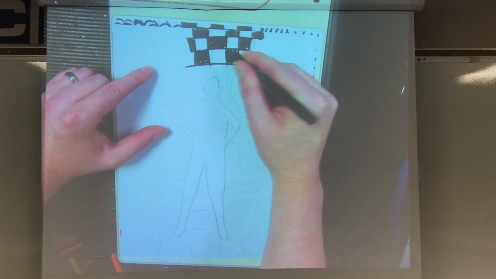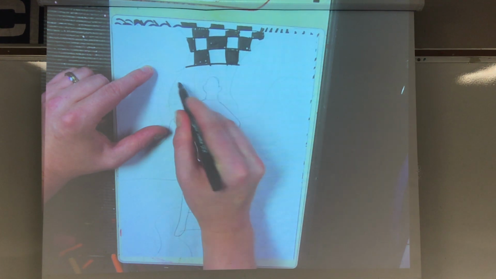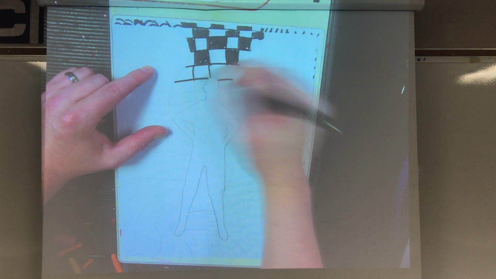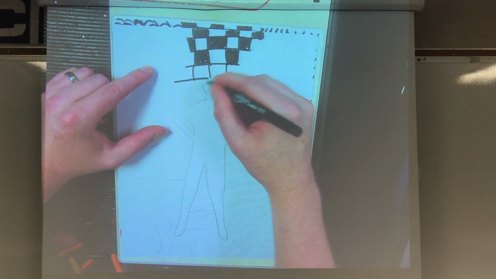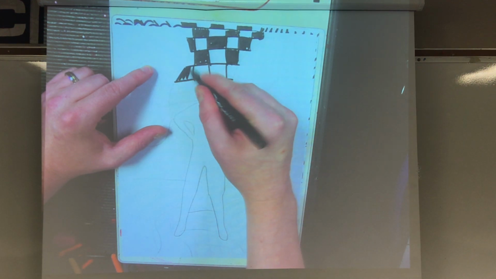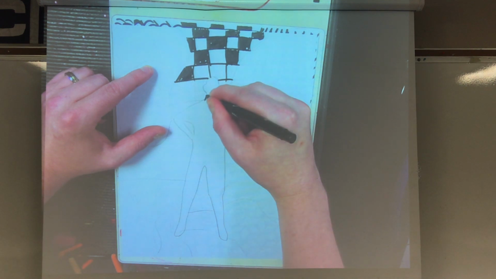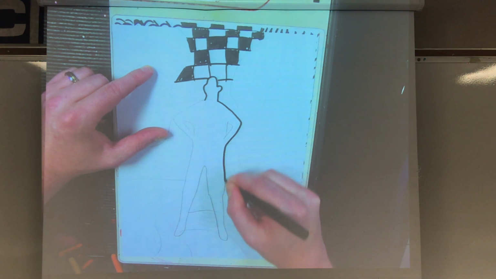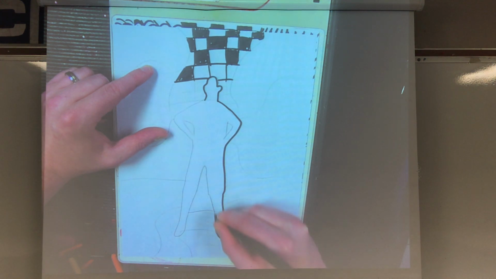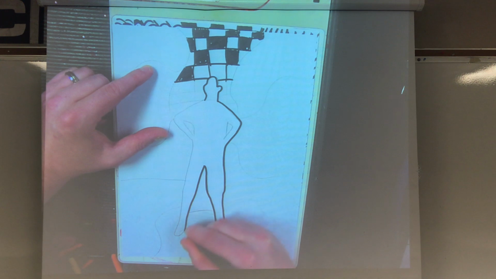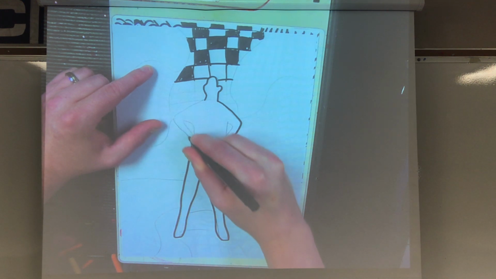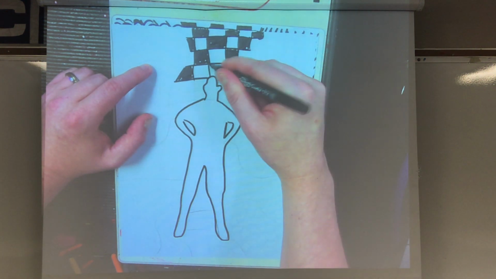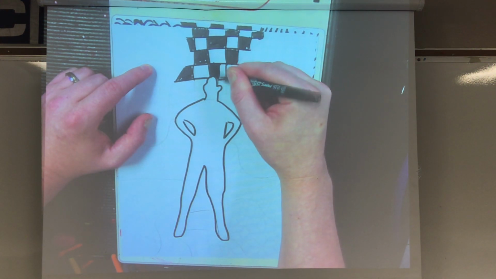So I'm just going over my pencils. I'm coloring in my squares. Okay. And then at some point, do not forget to outline your pose. Make sure you do that. Okay, and I'm going to continue coloring here.